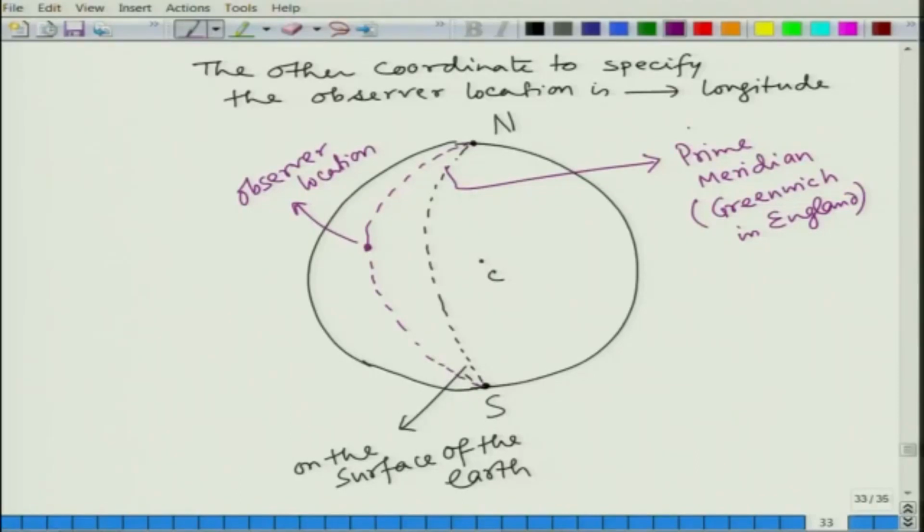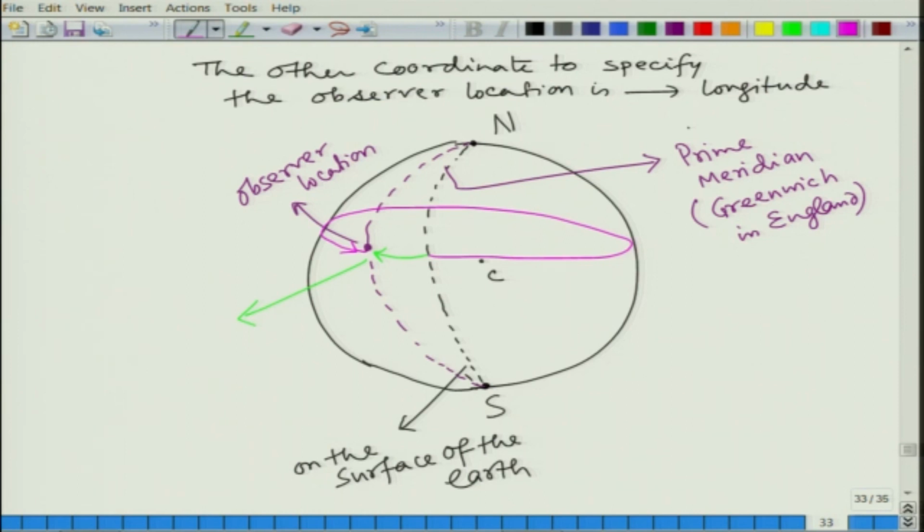Now, you can see that this particular observer, can you say whether it is east or west? Because if you go from this prime meridian in this direction, it is west, right? But you can as well come all the way round the earth and reach this location. You can say this is east, right? Because it is a ball, you can come from either side.